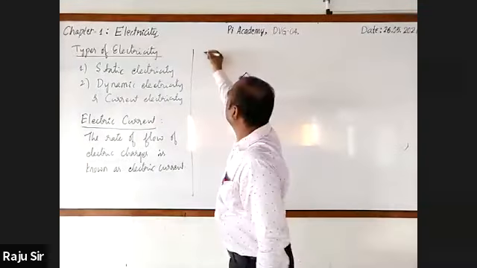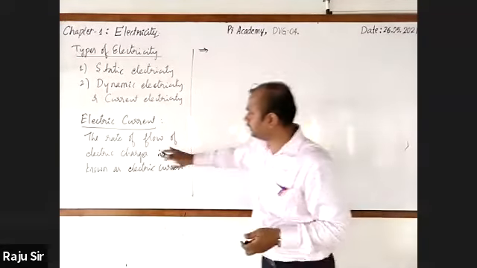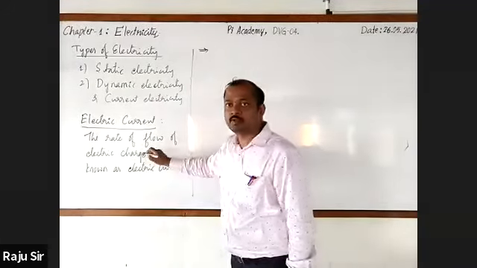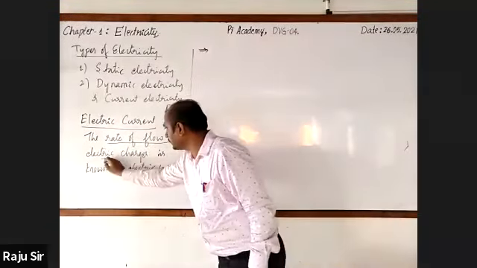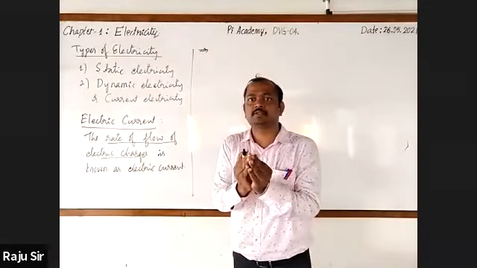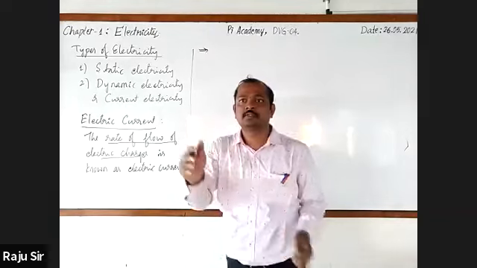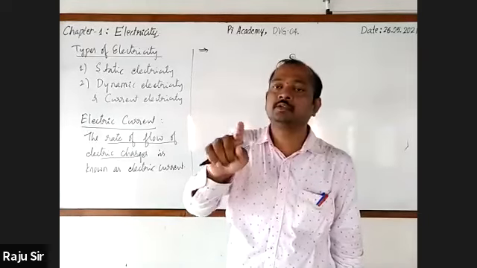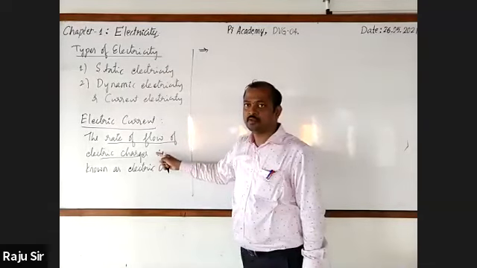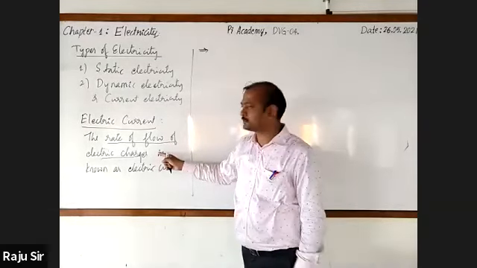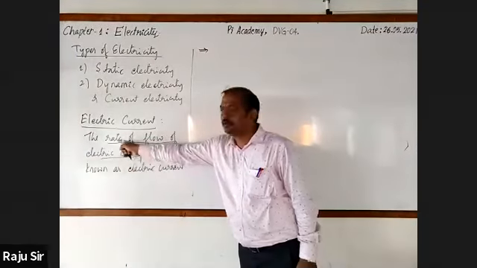And this electric current can be found out by using a formula. Observe these words: the rate of flow of electric charges. Some number of charged particles will pass through the cross section of the conductor. Hence, those charged particles are to be taken as quantity of charge. Students, please observe: rate of flow of charges is the quantity of charge with respect to time.